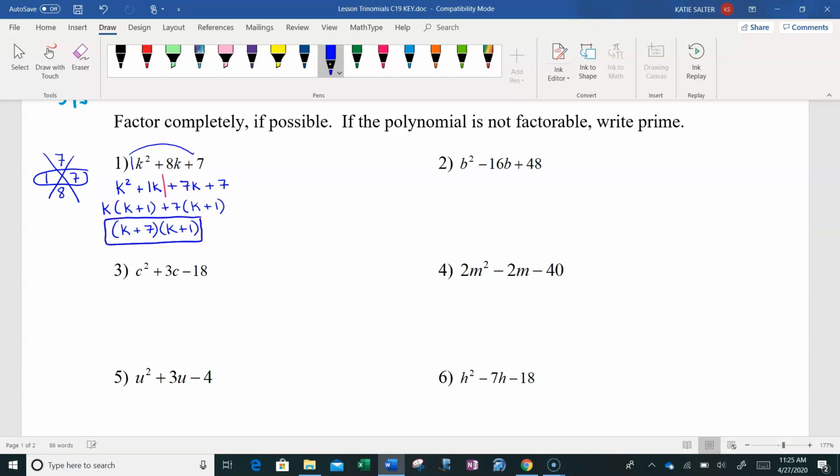And then we can check it by boxing or foiling. So let's say you're a box method person. I want to make sure I did this correctly. So I'm going to come over here. We have k, 7, k, 1.